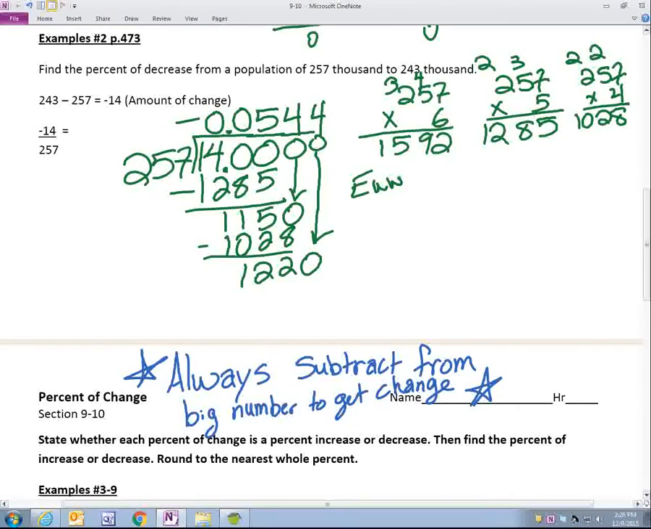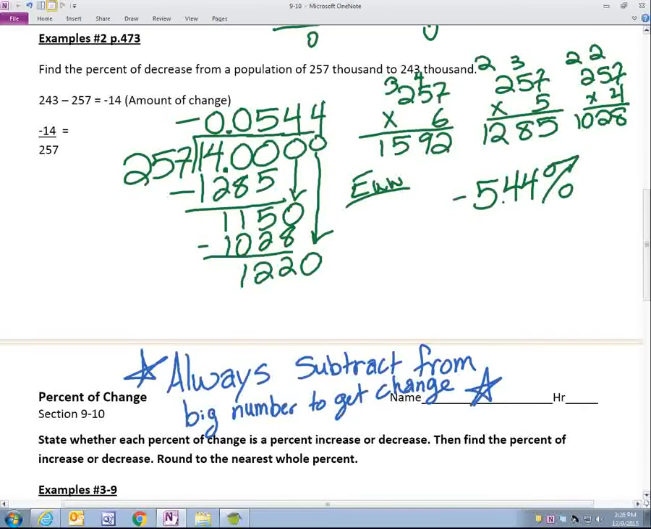Now, here's what happens. You are going to be making this number into a percentage. So how do we do that, Mr. Schneider? Times it by 100. Yeah, you multiply it by 100. So 0.0544 multiplied by 100 is going to be 5.44%. Can you just move the decimal over twice? Yeah, that is multiplying it by 100. Okay? There was a hand up, yes.